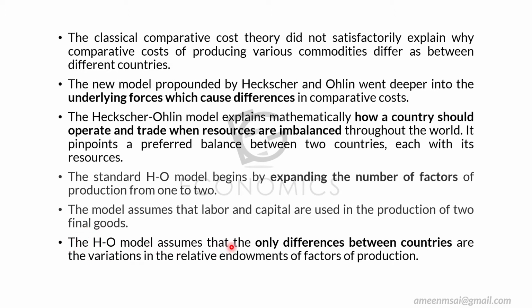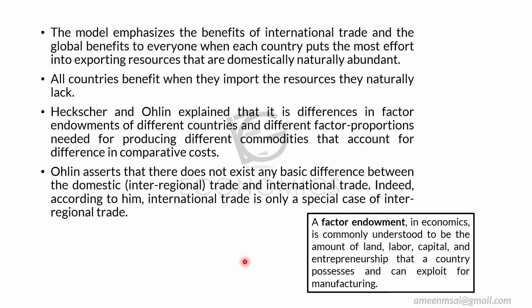The HO model assumes that the only differences between countries are the variations in relative endowments of factors of production. So what the HO model assumes is that the only difference between both these countries, that is country A and country B, is the relative endowments of factors of production. Two factors of production, we said, are capital and labor. So the difference between the two countries is the relative endowments. What is a factor endowment and what is a relative endowment, we'll see in the next slide.